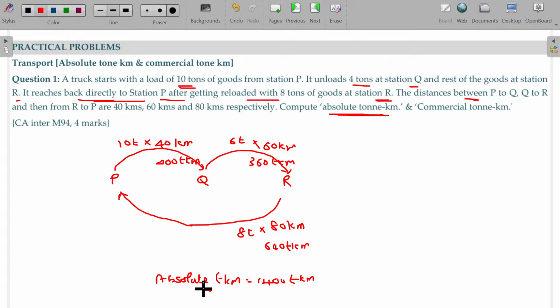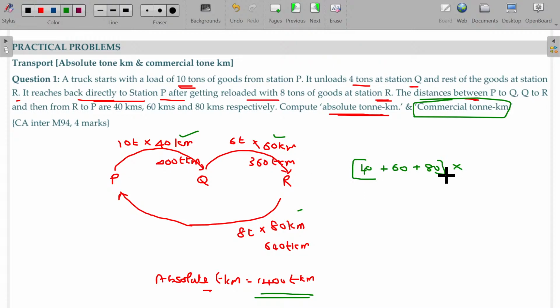Now, this absolute ton kilometer will not be the base for fixing the tariff. For the tariff fixation, commercial ton kilometer will be taken. What is called commercial ton kilometer? The actual average number of tons carried in the lorry will matter, not the actual one taken. Average will be taken. So, how many kilometers driven? 40 kilometers, 60 kilometers, and 80 kilometers.